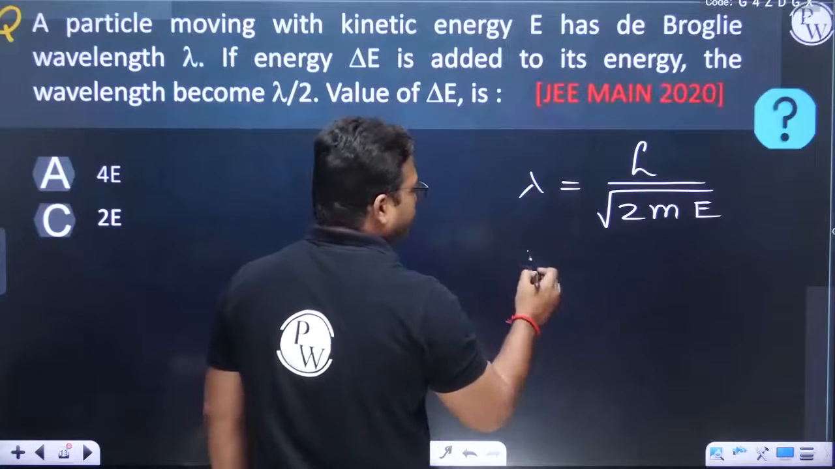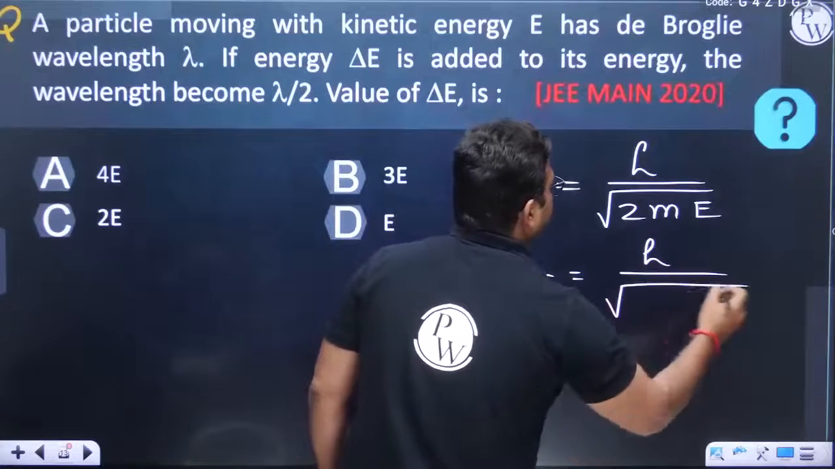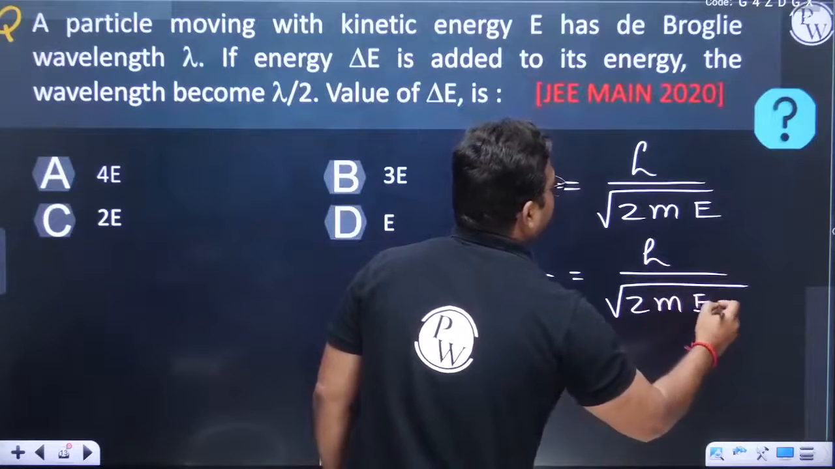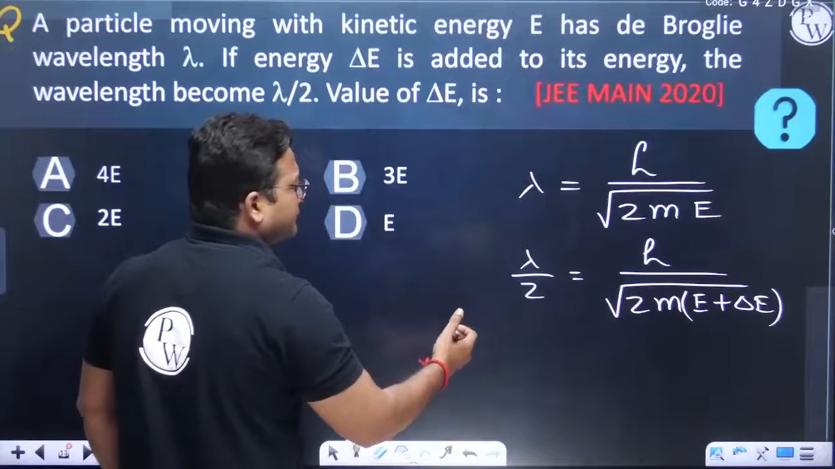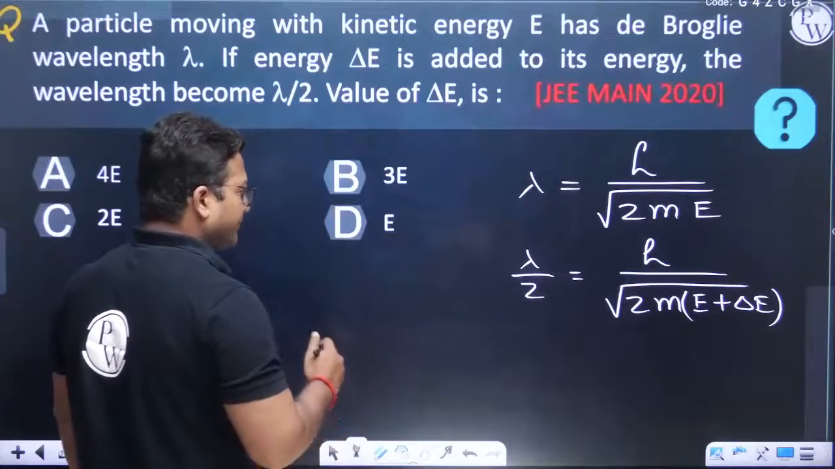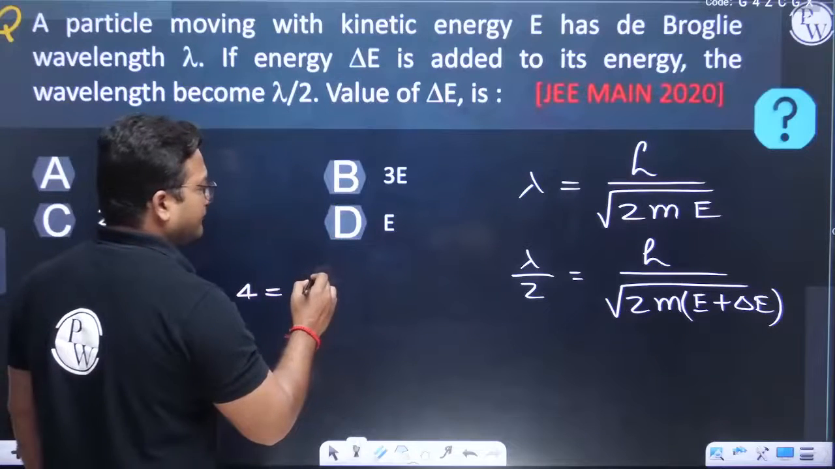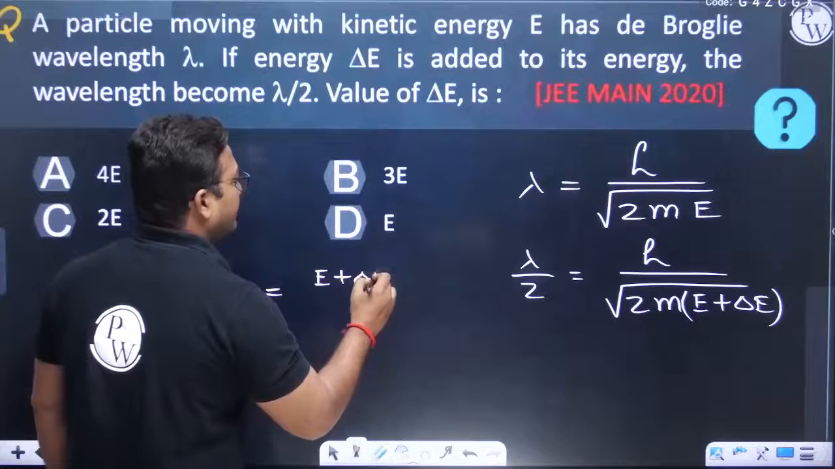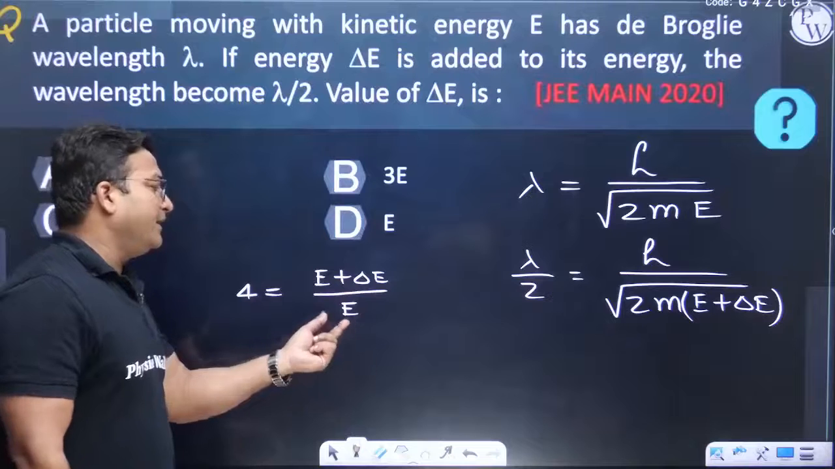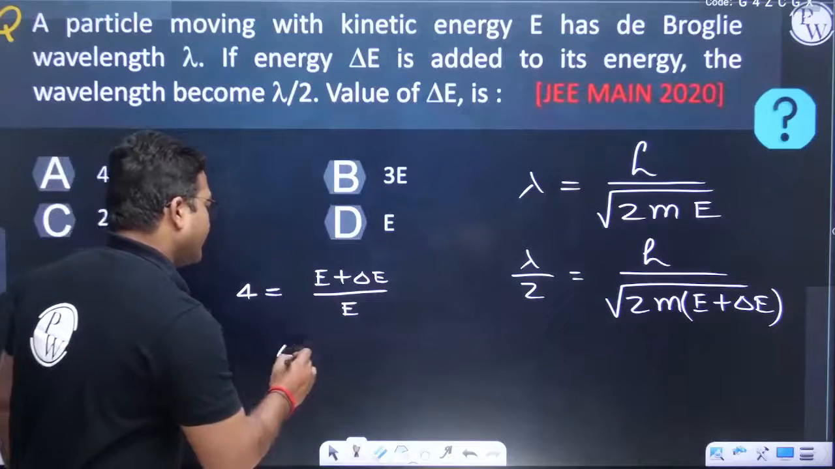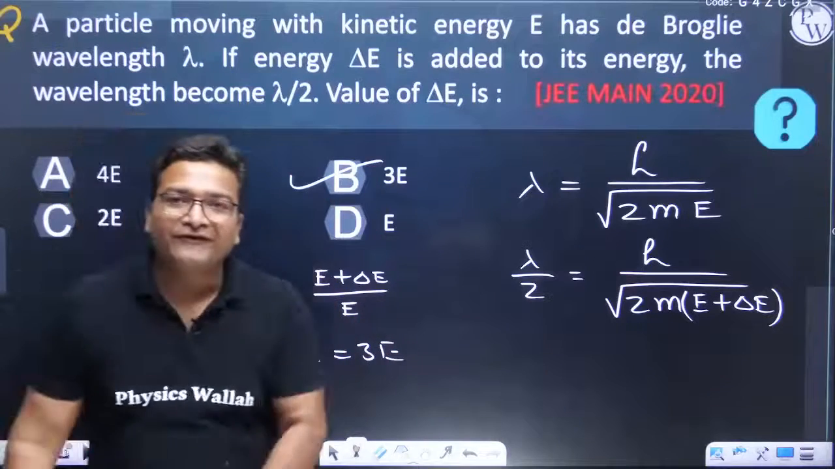So let's manipulate this. Lambda by 2 equals h divided by the square root of 2m times E plus delta E. Let us just divide these two, and if you divide these two, you have 2 on the left. Let's square also, and if you square, you have 4 on the left, and on the right you have E plus delta E divided by E. Okay, and if E plus delta E divided by E is 4, solve this and you will have delta E equals 3 times E. So B is your perfect choice.